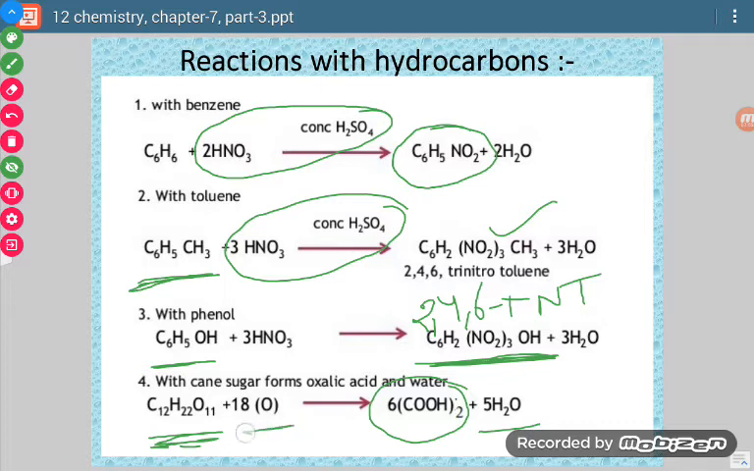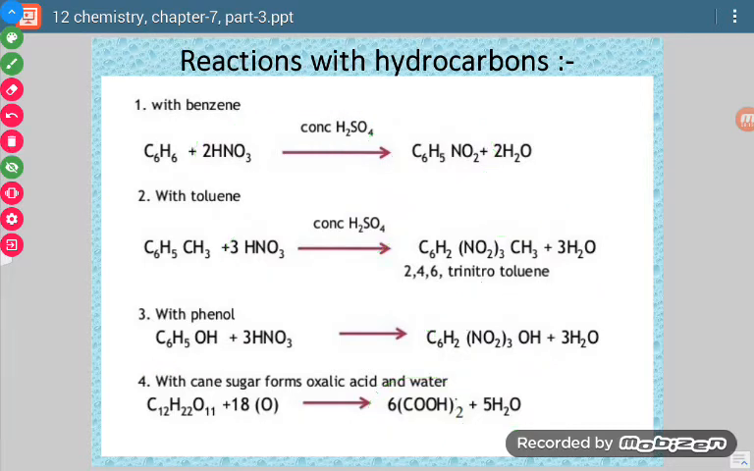Now see, here you don't get confused. This only means that nitric acid shows oxidizing agent character. It can oxidize sugar, and there will be formation of oxalic acid along with water. Okay, so this way it happens. This means that nitric acid has shown its oxidizing agent character. Okay, so don't get confused in this.